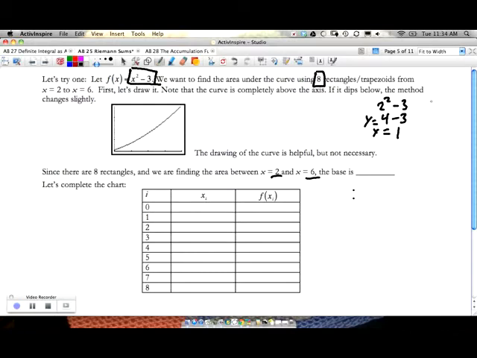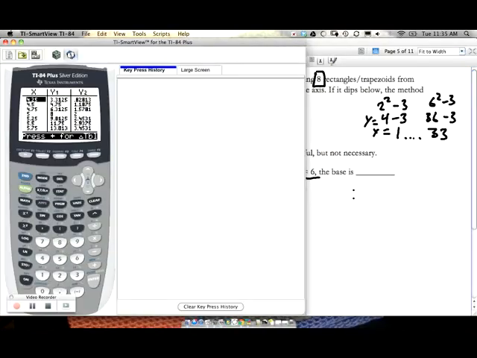And then for 6 squared, for the upper end of the curve up here, the top right corner, 6 squared minus 3 is 36 minus 3, that's 33. So our y range needs to go from 1 to 33, and our x range needs to go from 2 to 6. So let's get that done in our calculator.